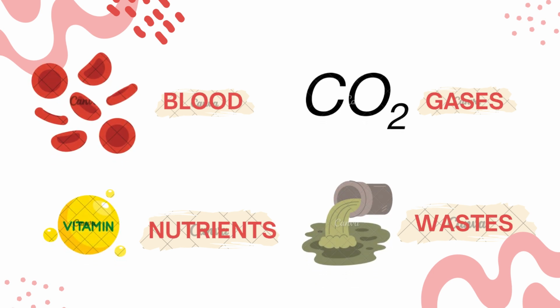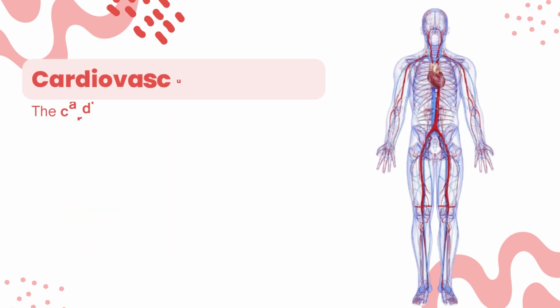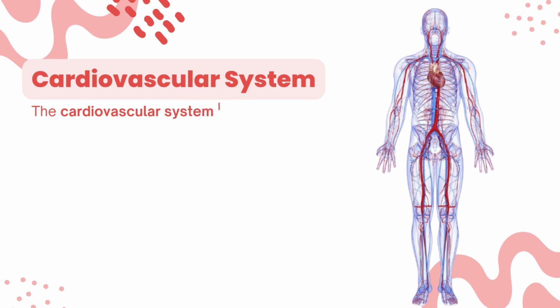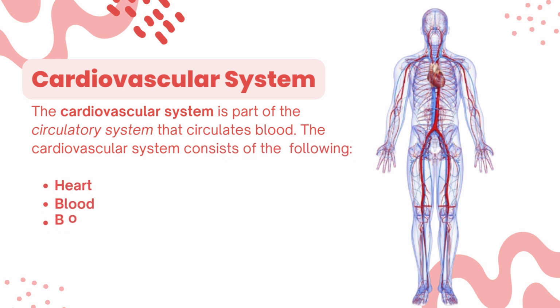Let's begin by exploring the cardiovascular system. Your cardiovascular system is responsible for transporting blood, nutrients, gases, and waste. The cardiovascular system is part of the circulatory system that circulates blood. So we can actually interchange cardiovascular and circulatory. The cardiovascular system consists of the following: heart, blood vessels, and blood.